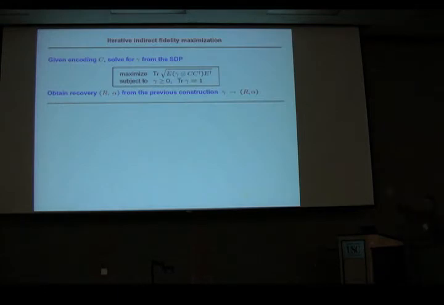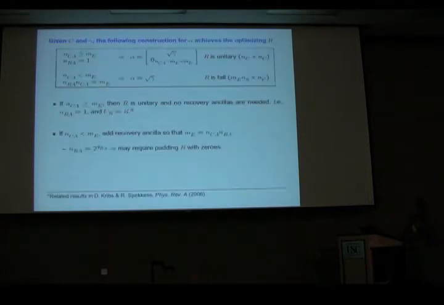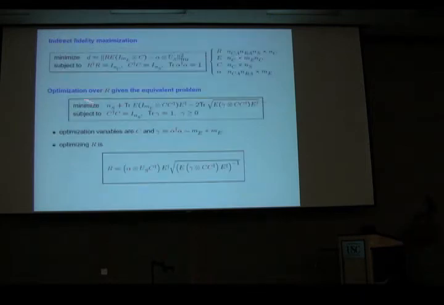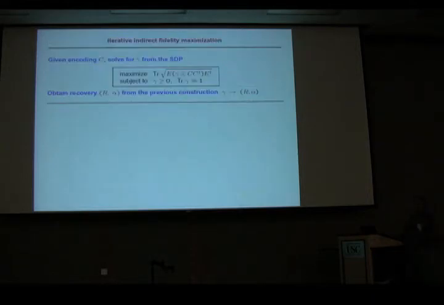So the iterative procedure would go like this. You'd have an encoding, and now you want to solve for gamma from this function. Let me just back up a second so you can see that. So here we want to minimize this. There's a minus sign. Nothing else depends on gamma, so we want to maximize this. That's what this is. So this is a convex set over gamma. Turns out this is an optimization that can be transformed to an SDP, so you can solve for gamma. And then construct R and alpha from the previous construction.